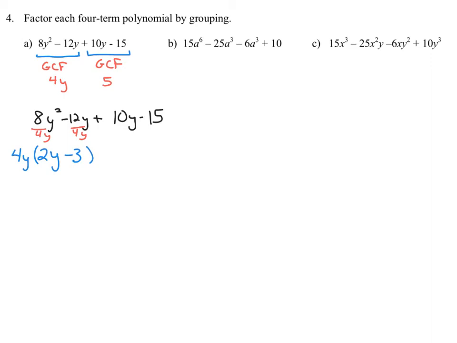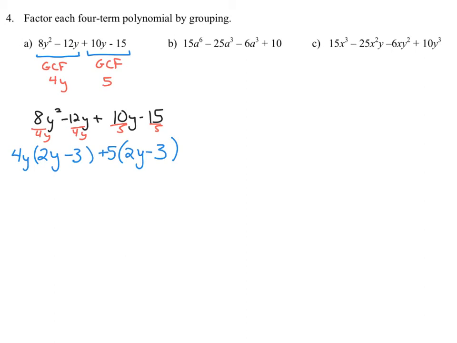In the last 2 terms, the greatest common factor is 5. We're going to factor out the positive 5. And when you do that, you're dividing each of those terms by 5 to get the result in the parentheses. And we get 10y divided by 5 is 10 divided by 5, which is 2, minus 15 divided by 5, which is 3.